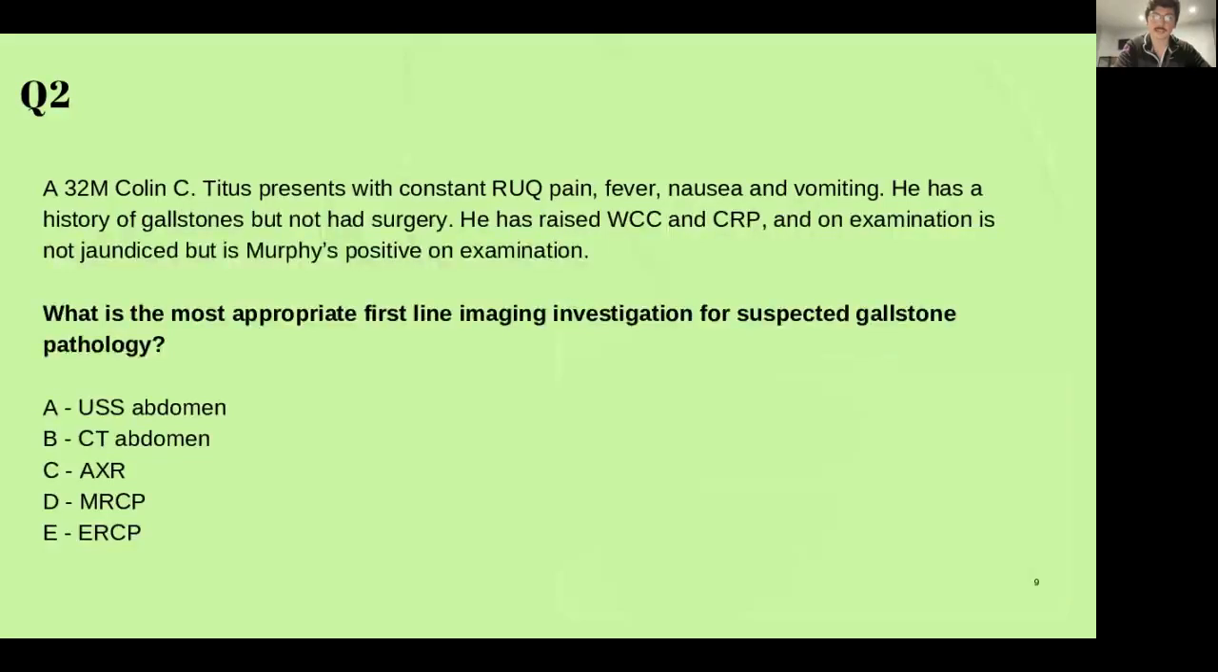A 32-year-old man presents with constant right upper quadrant pain, fever, nausea and vomiting. He has a history of gallstones but has not had surgery yet. He has raised inflammatory markers. He's not jaundiced, but he's Murphy's positive on examination. So what's the most appropriate first line imaging in this patient? And I'll just put the poll up there.